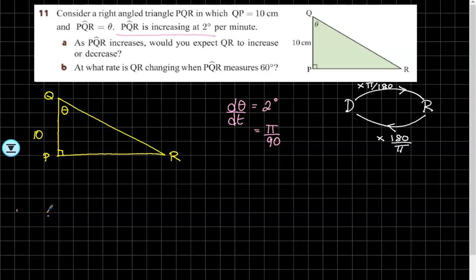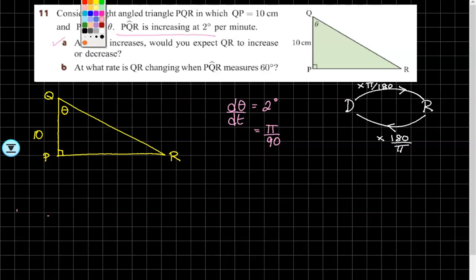So we've got that. Now, as PQR increases, so as this angle is increasing, I'm going to assume this line here is going out more, going out like so. Do you expect QR to increase or decrease? Obviously, if you're swinging out that line, the hypotenuse has to get bigger, right? So that's fine. At what rate is QR changing when PQR measures 60?